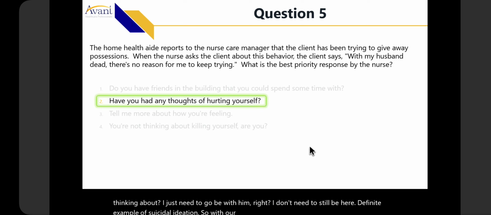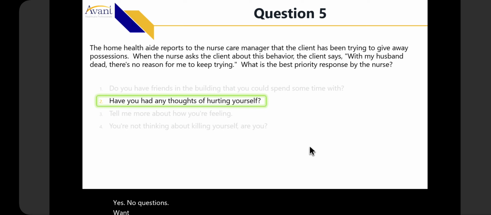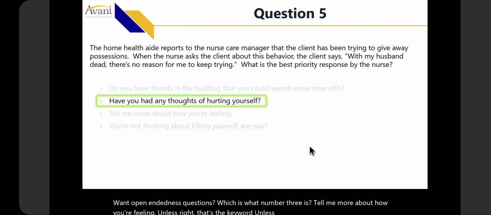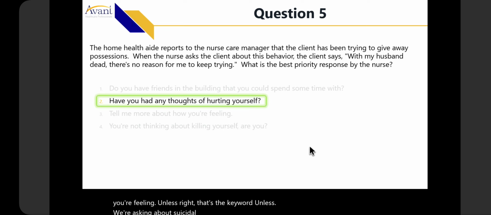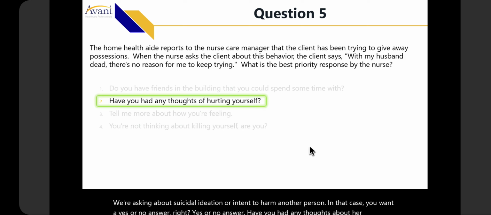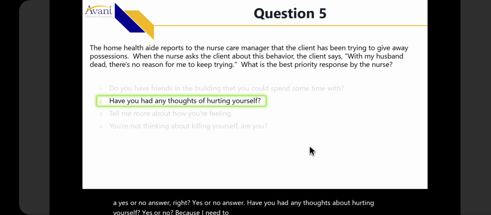So with our therapeutic communication tool, right, we do avoid yes/no questions. We want open-ended questions, which is what number 3 is. Tell me more about how you're feeling. Unless, right, that's the key word, unless we're asking about suicidal ideation or intent to harm another person. In that case, you want a yes or no answer. Have you had any thoughts about hurting yourself? Yes or no? Because I need to put suicide precautions in place if that's a yes, right? That's why we want to do that.